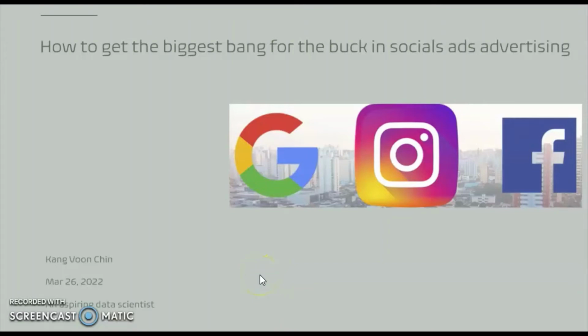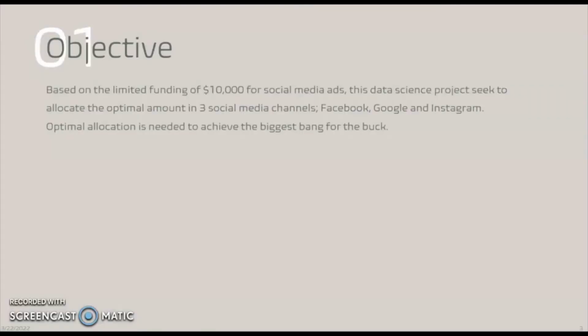My data science project is how to get the biggest bang for the buck in social ads advertising. Objective: based on the limited funding of $10,000 for social media ads, this data science project seeks to allocate the optimal amount in three social media channels: Facebook, Google, and Instagram. Optimal allocation is needed to achieve the biggest bang for the buck.